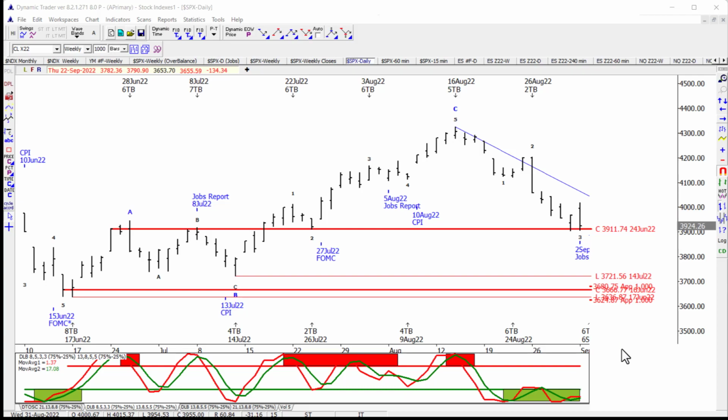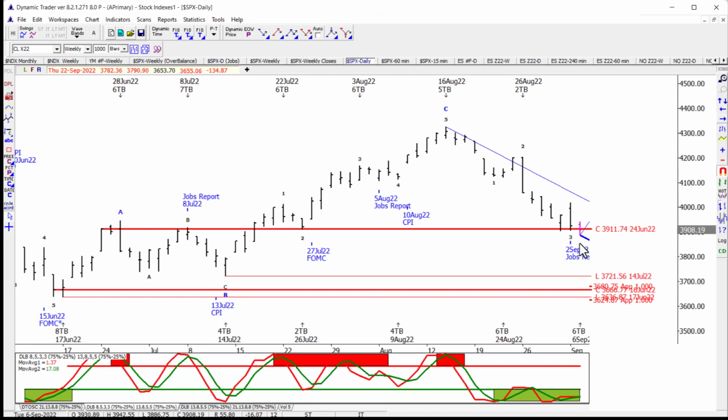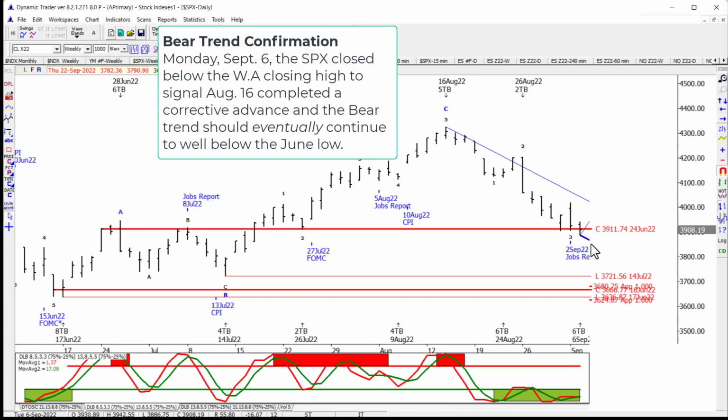So let's add some data on. Again, this is 2 weeks ago. Let's add some data. Here's one more day. The next day, on Monday, is the SPX close below this level. Now, that doesn't mean it's an immediate go short signal. It's just the meaning of it, and it's very important, is that this advance was a correction, and eventually the bear trend should continue to below the June low. Boy, that's a really important piece of information to have.